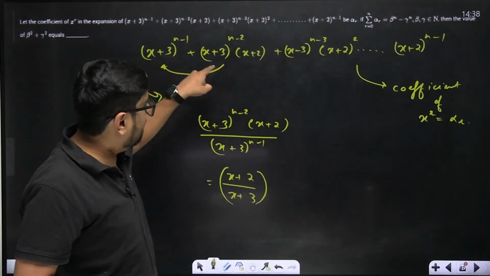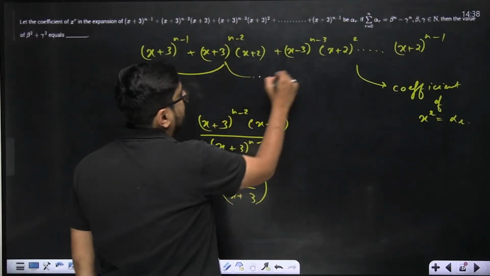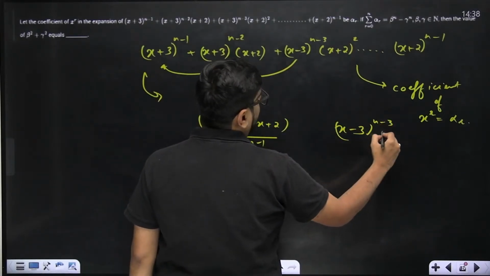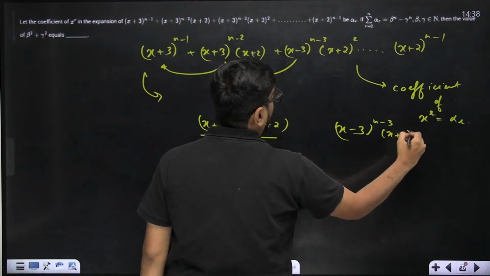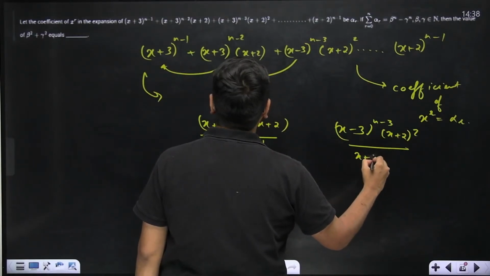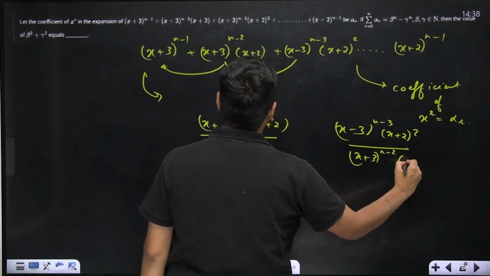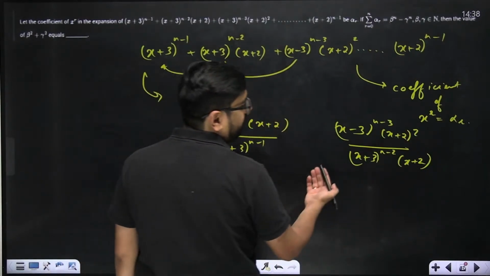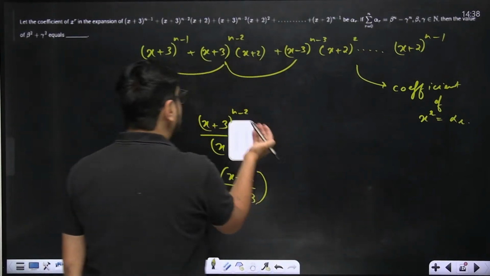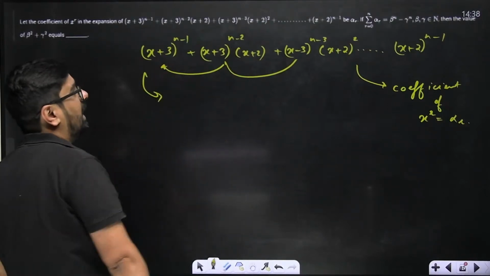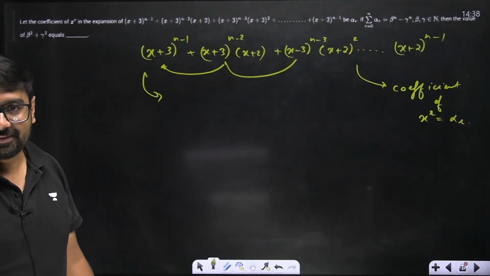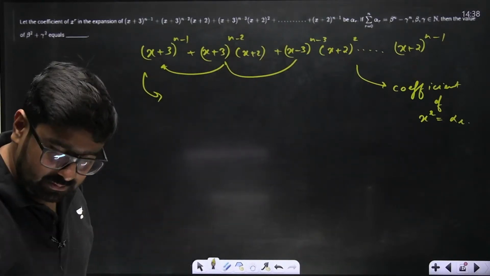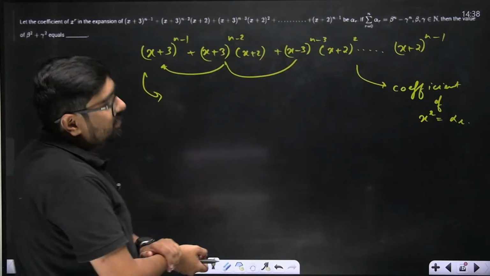And you see (x plus 2) divided by (x plus 3) is what is being multiplied over here. Check the ratio of these two also: (x plus 3) to the power n minus 3 multiplied with (x plus 2) squared, divided by (x plus 3) to the power n minus 2 into (x plus 2). This also comes equal to (x plus 2) upon (x plus 3). Right? So this is basically a GP with first term given and common ratio given.